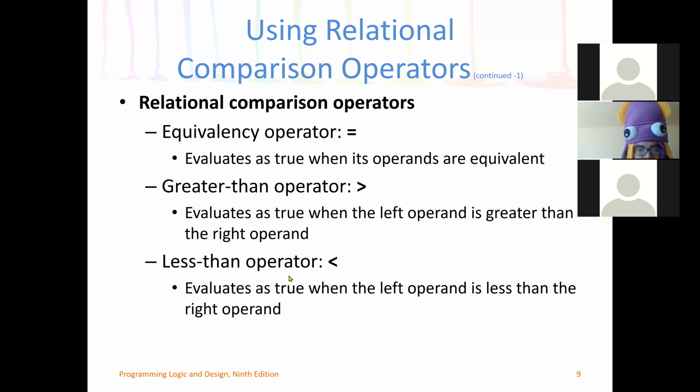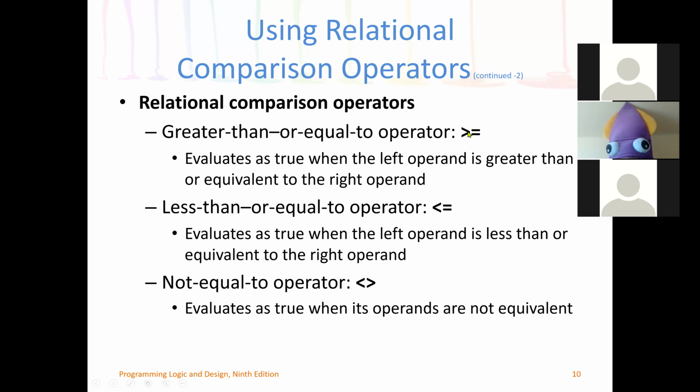We also have less than. Is hours less than 40? If it's true, then don't calculate overtime. Overtime only happens after 40 hours. Then we have a greater than or equal. So if I say hours is greater than or equal to 40, it means including 40. First, we say hours is greater than 40, which is excluding 40.